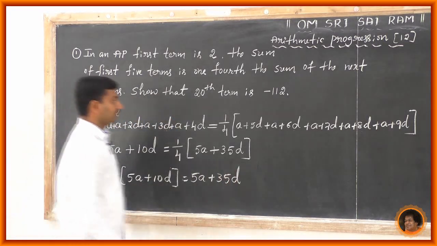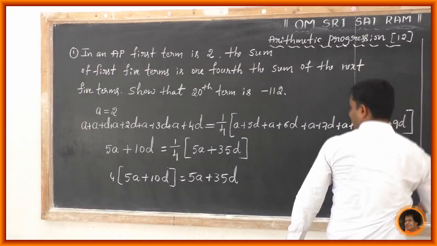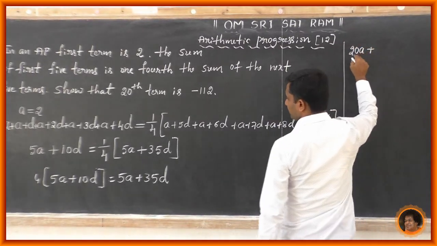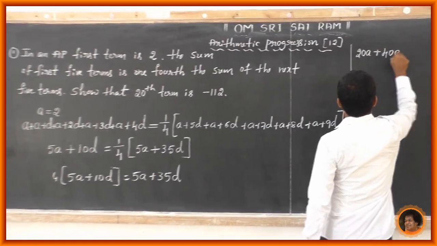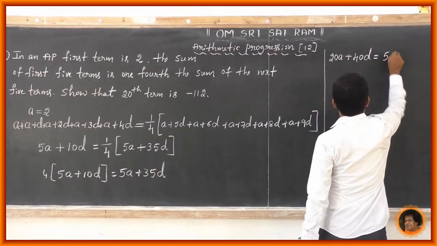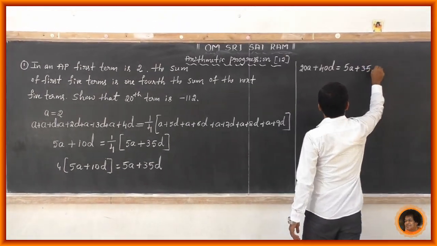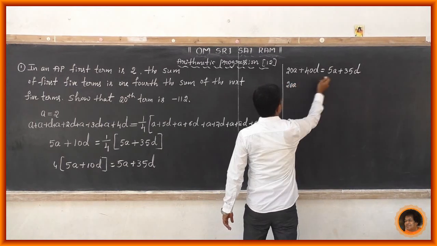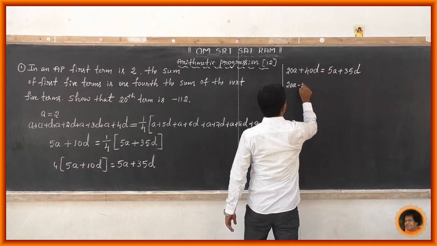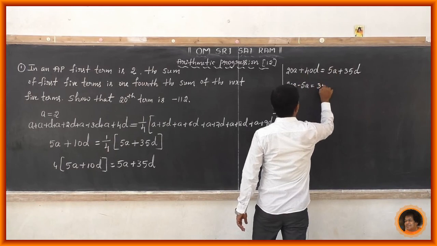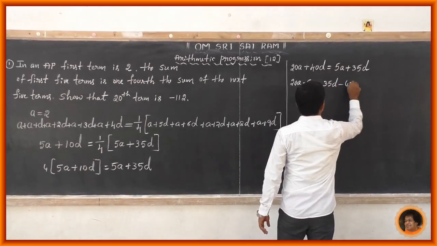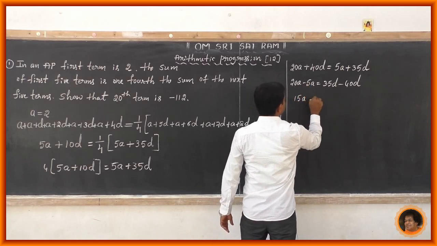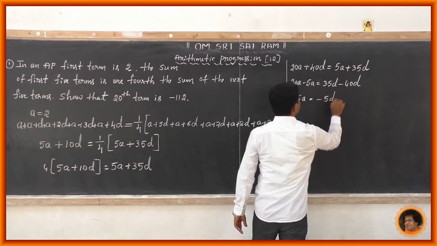Now multiply 4 into 5a, 20a, plus 4 into 10, 40d, equal to 5a plus 35d. So the like variables, 20a, transpose 5a to the left hand side, minus 5a, equal to 35d minus 40d. 20a minus 5a, that is 15a equal to minus 5d.